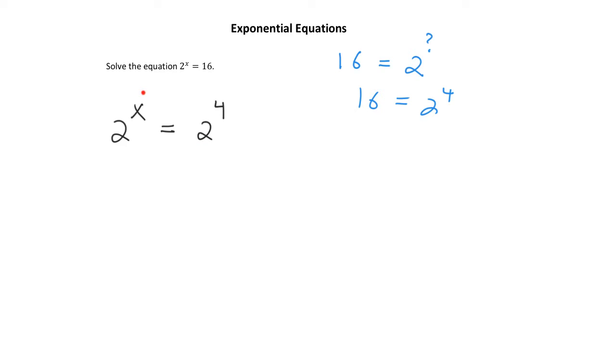The second this happens, you can just set the two exponents equal to each other. That is, x is equal to 4, which clearly is the solution to this equation. So again, very simple example, but illustrating a point. To solve an exponential equation, one approach is, can you make the base on the left equal the base on the right? And once you do, it's just a matter of looking at the exponents. Where are they equal to each other?